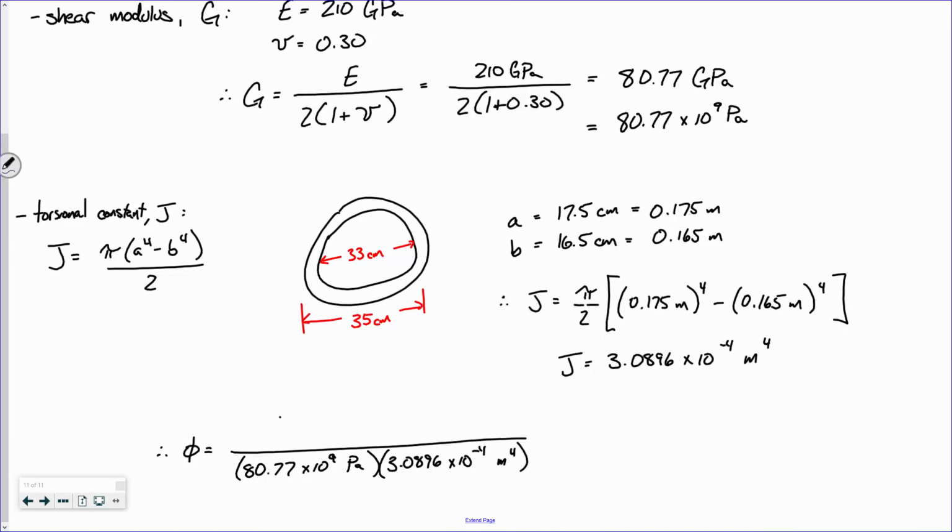T was 100,000 Newton meters, and the length was 3 meters. Now, if I calculate an angle of twist and all the units cancel, what's it coming out in? Radians.